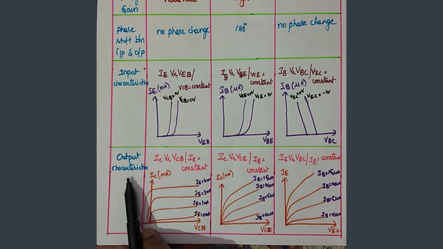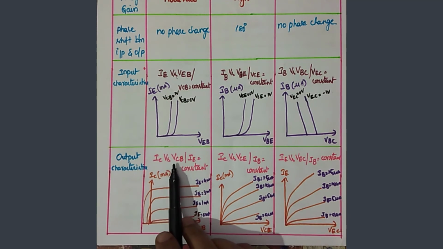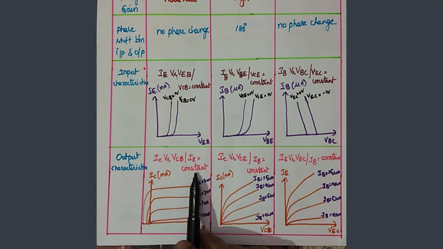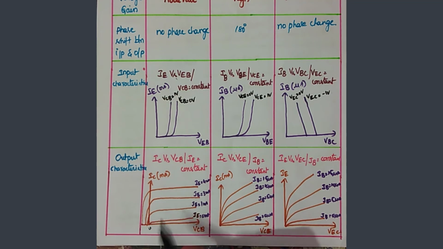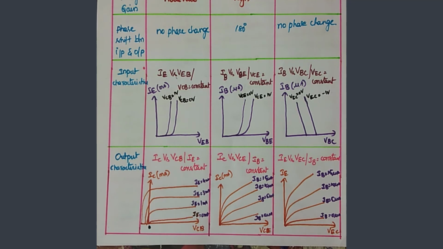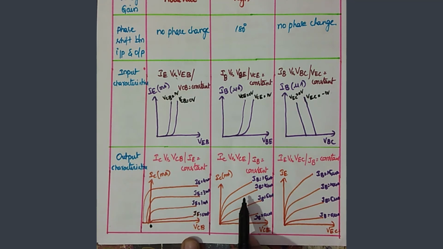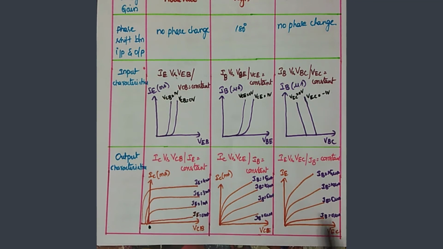These are the output characteristics for common base. IC versus VCB when IE is constant. See here, these are the output characteristics, and this is 0 and this is the saturation region concept. Here IC versus VCE when IB is constant, and here IE versus VEC when IB is constant. As common emitter and common collector configuration output terminals are somewhat similar, the output characteristics are very similar.